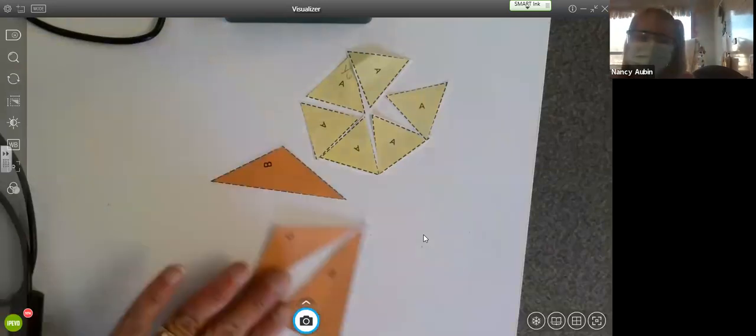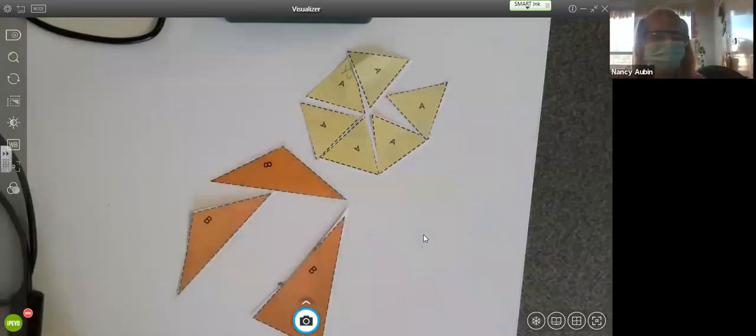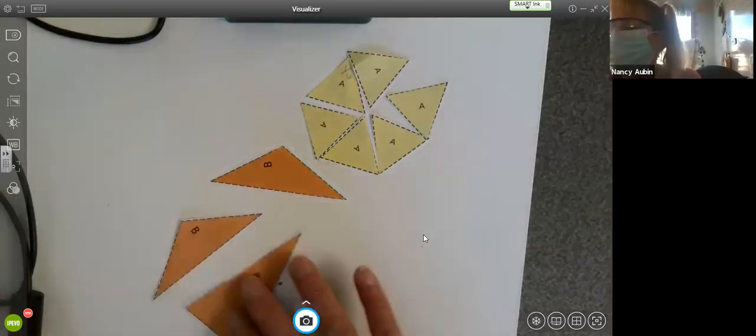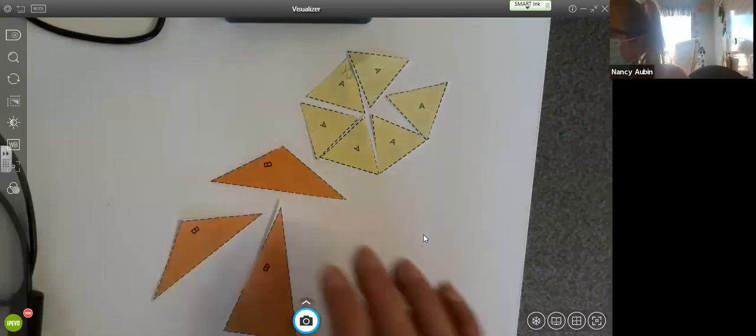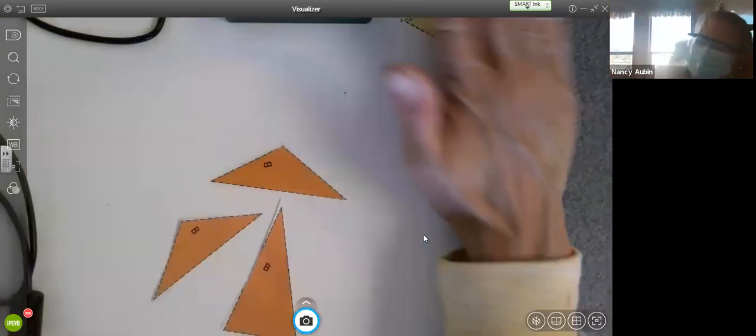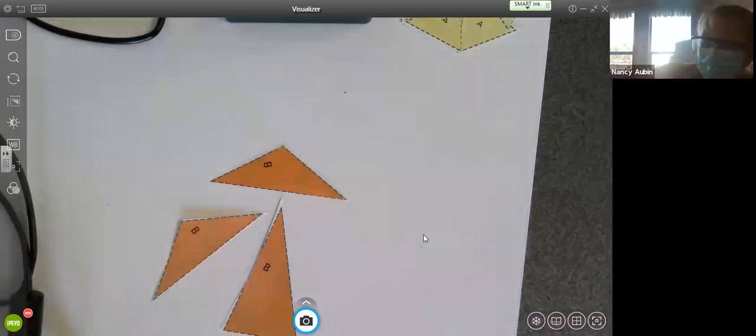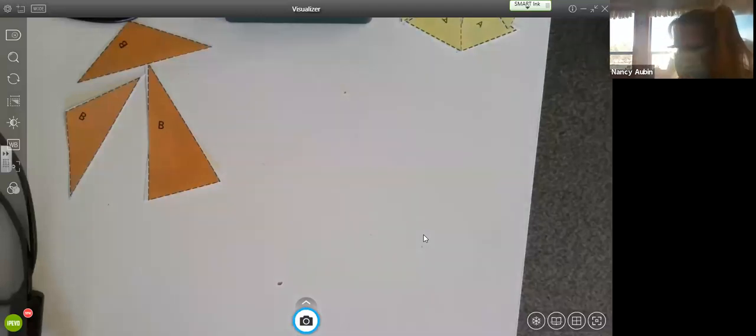How are you going to put those together to make a polygon? Remember, the polygon has to be closed, straight sides, no curvy sides, and you can't overlap. We made lots of hexagons. We made a quadrilateral. Cooper, come on down. Cooper's ready. You guys keep trying.